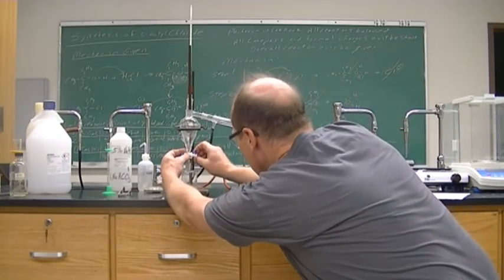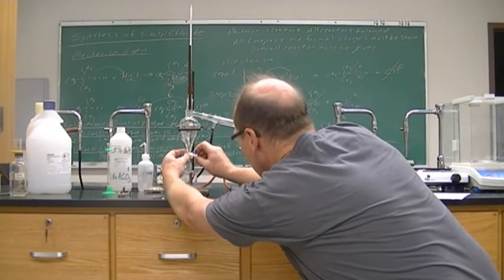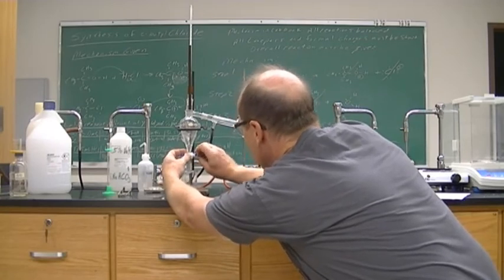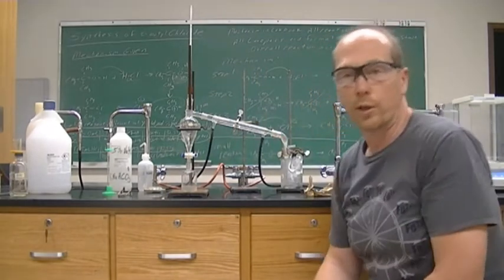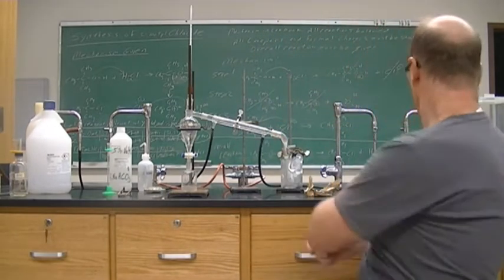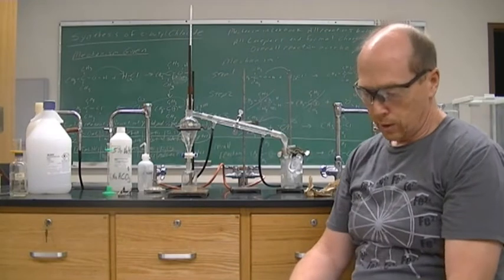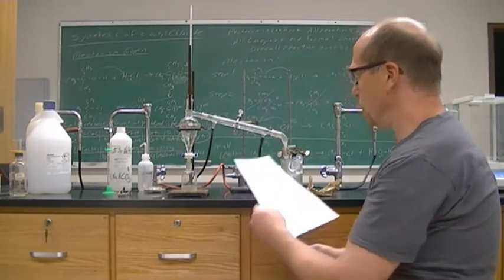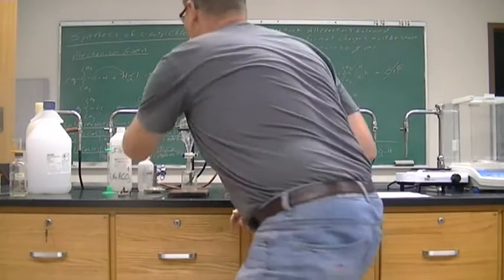Right, and then when the cloudy part gets down to the bottom, close the stopcock. All right, so now it says to wash it. Where are my directions? Okay. So you wash it with 10 mils of water. All right, so we have our deionized water.